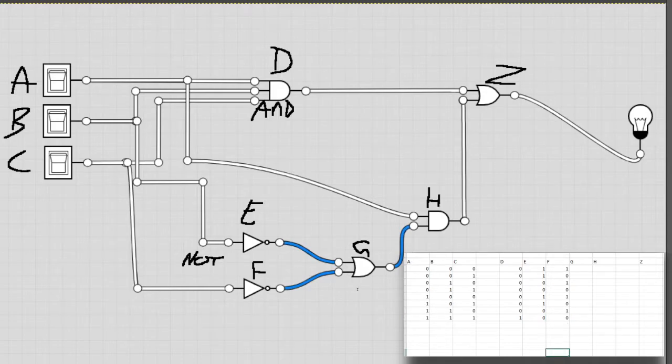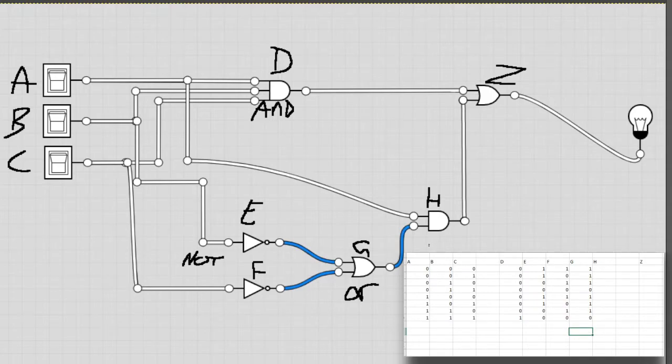Next we're going to be looking at G, our OR gate. An OR gate will output as long as it has at least one positive input coming in. So as long as either E or F are positive, G will also be positive. So let's take a look at our truth table and write that in. In our top row here, both E and F are positive, so G will be. In our second row, E is positive, so G will be. In our third row, F is positive, so G will be. In our fourth row, both E and F are negative, so G also will be. And it is the same for the next 4 rows.